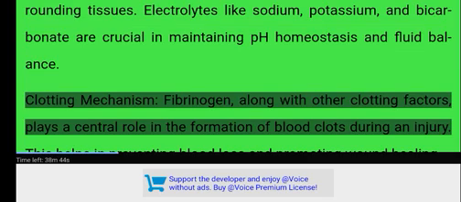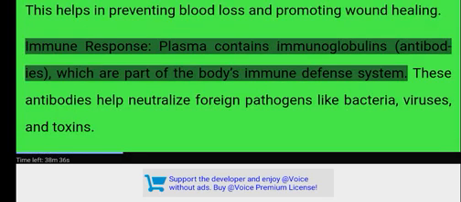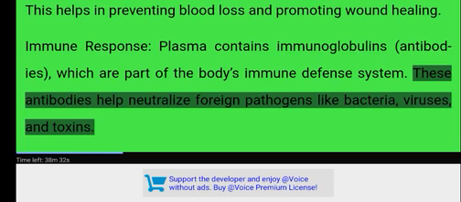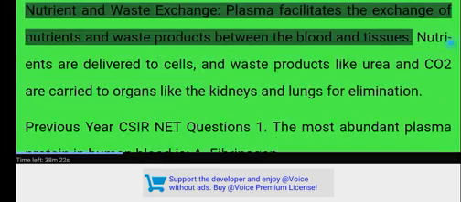Clotting mechanism. Fibrinogen, along with other clotting factors, plays a central role in the formation of blood clots during an injury. This helps in preventing blood loss and promoting wound healing. Immune response. Plasma contains immunoglobulins, antibodies, which are part of the body's immune defense system. These antibodies help neutralize foreign pathogens like bacteria, viruses, and toxins. Temperature regulation. Plasma helps in the regulation of body temperature by distributing heat produced by metabolic processes throughout the body. It can also adjust to heat or cold conditions to maintain homeostasis.